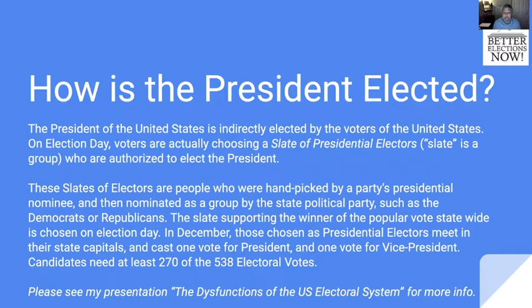Every state except Maine and Nebraska award all of their presidential electoral votes to the winner of the statewide popular vote. Maine and Nebraska do it slightly differently. They award 2 electoral votes for the winner of the statewide popular vote, and then 1 electoral vote for the winner of the popular vote in each congressional district.